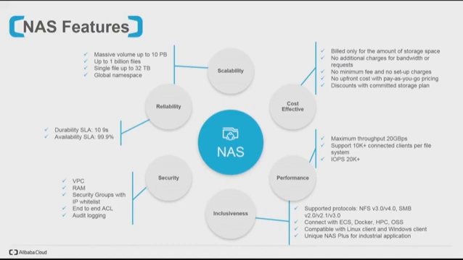Performance: it provides maximum throughput of up to 20 Gbps and IOPS of more than 20K. Inclusiveness. When I say inclusiveness, it is basically the range or the coverage of NAS. So it supports both NFS and SMB protocols. The reason I say coverage or range is because with NFS you are able to use it on your Linux clients, and with SMB you are able to use it on your Windows clients.